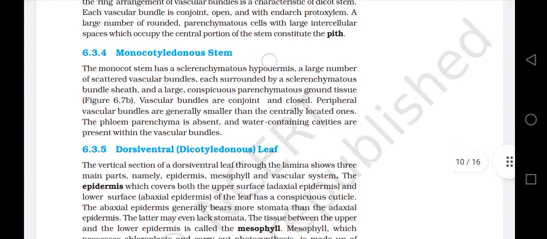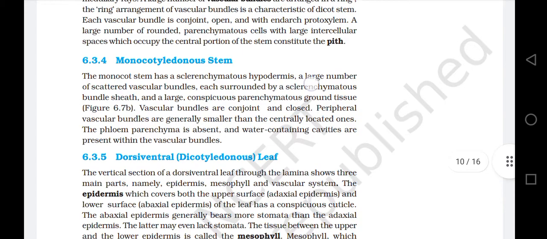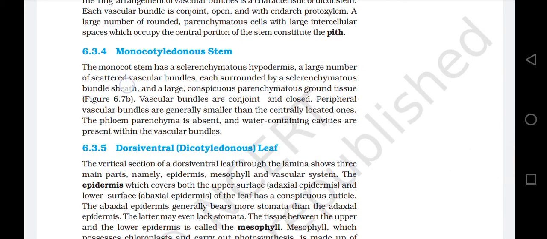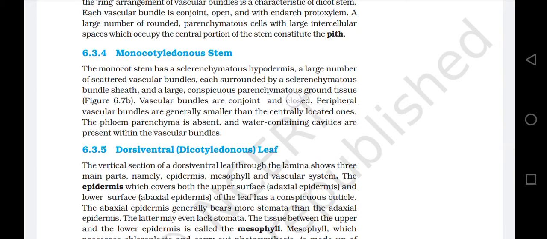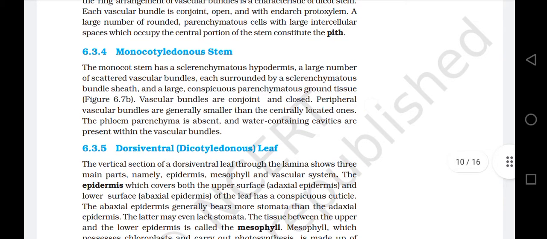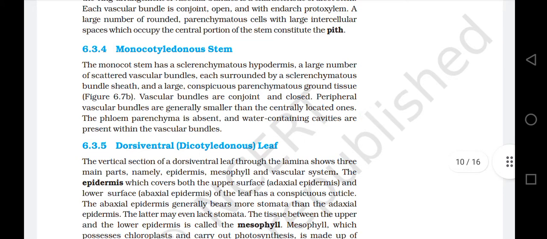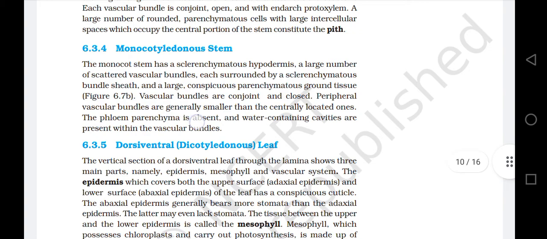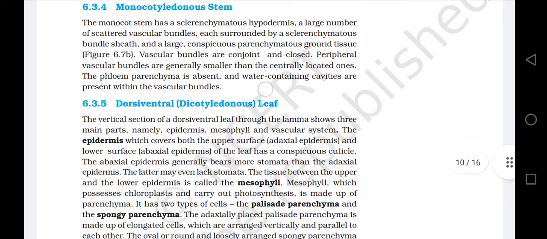6.3.4 Monocotyledonous stem. The monocot stem has a sclerenchymatous hypodermis, a large number of scattered vascular bundles, each surrounded by a sclerenchymatous bundle sheath, and a large conspicuous parenchymatous ground tissue. Figure 6.7b. Vascular bundles are conjoined and closed. Peripheral vascular bundles are generally smaller than the centrally located ones. The phloem parenchyma is absent and water-containing cavities are present within the vascular bundles.